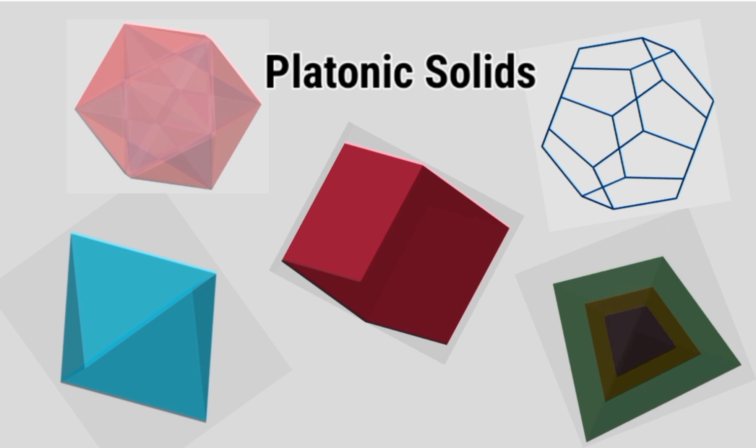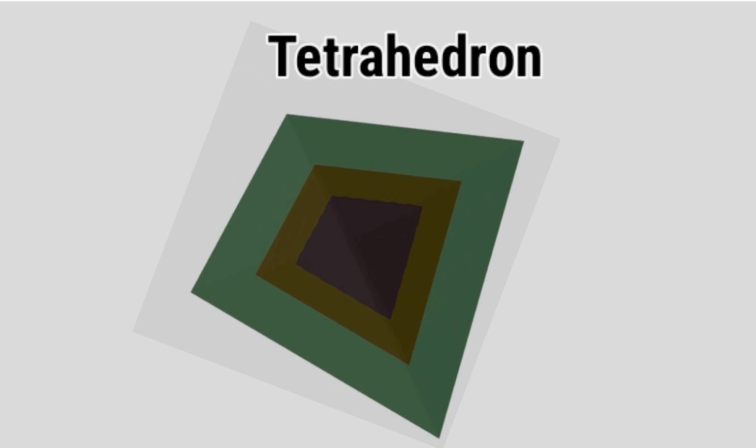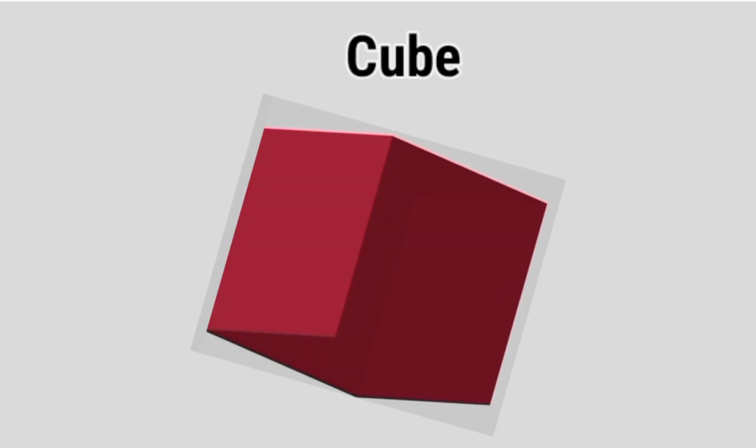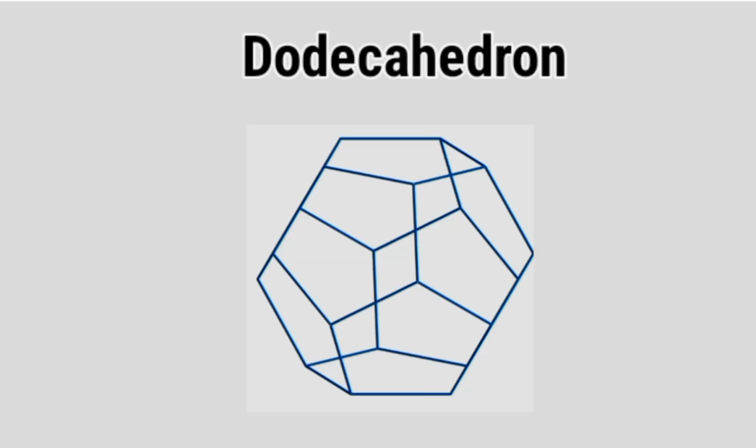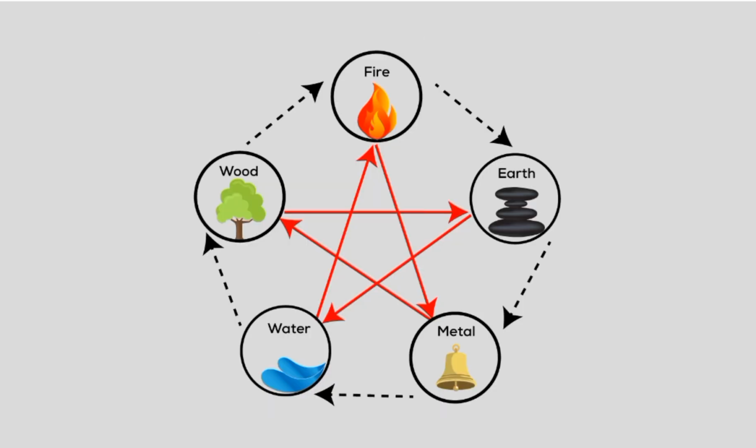These are the polyhedrons having all faces as identical and equal polygons. There are only 5 Platonic solids. Their names are tetrahedron, cube, octahedron, icosahedron, and dodecahedron. They are associated with 5 basic elements of nature like fire, water, earth, air, and space. Why are they called Platonic solids?